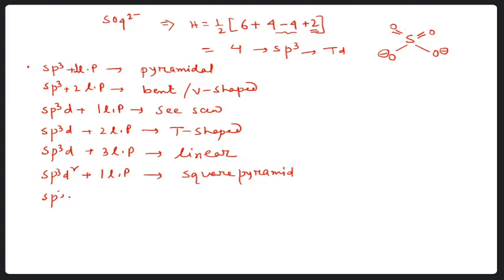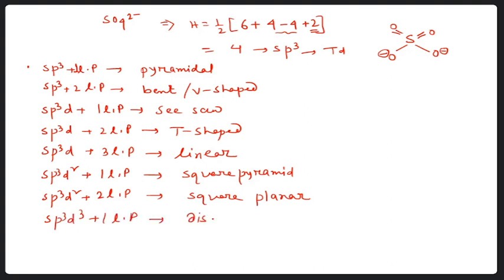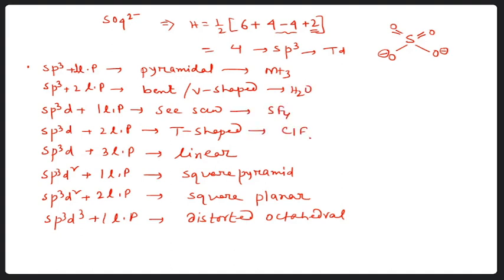If sp3d2 plus 2 lone pairs, it is called square planar. If sp3d3 plus 1 lone pair, then it is called distorted octahedron. Okay, so now what are the examples? Pyramidal ammonia, bent water, seesaw SF4, T-shaped ClF3, linear I3 minus, square pyramidal like IF5, square planar XeF4, and distorted octahedral XeF6.